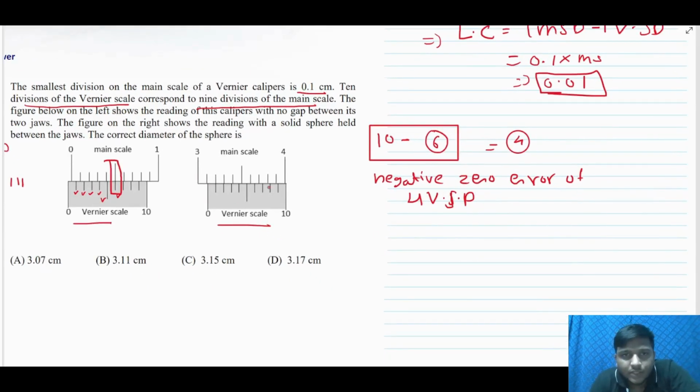Okay, now we have to focus on the reading. It is somewhere between 3.1, as you can see. And which one is matching? The first one is matching. So 3.1 plus 1 times the least count, that is 0.01, plus the error. Because the error is negative, we have to add that error: plus 4 times 0.01. And so our answer becomes 3.15.